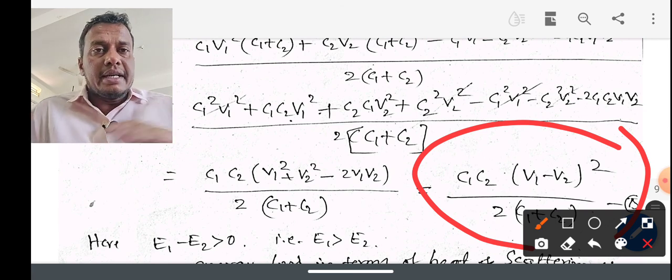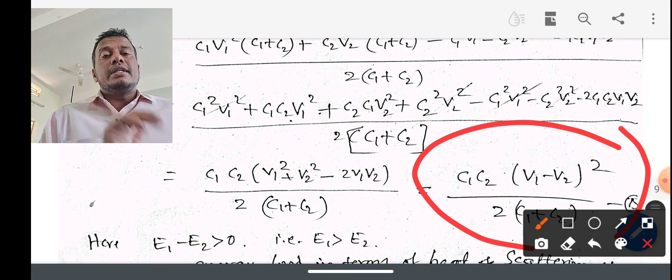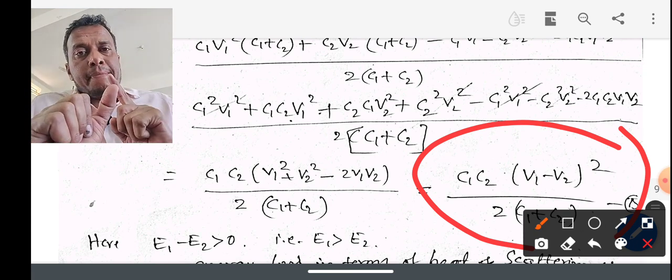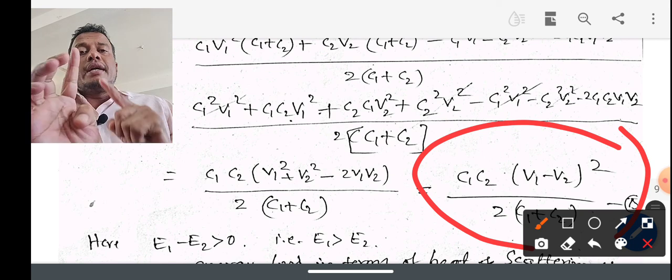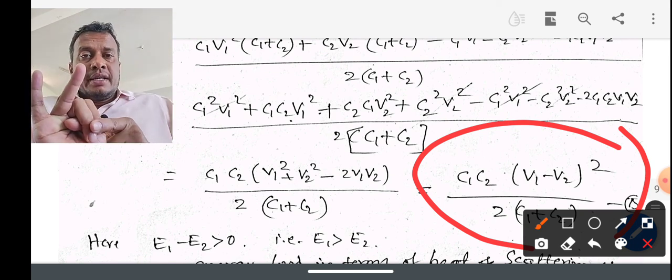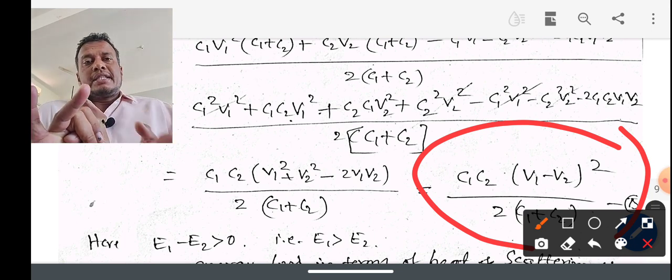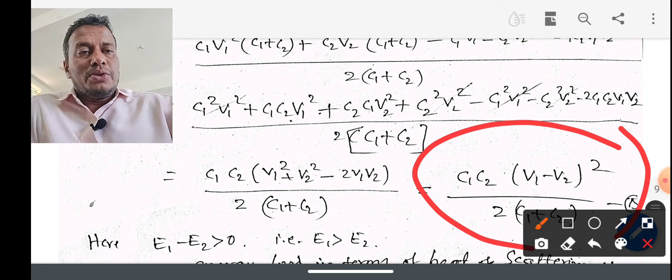Okay, students, this is about the 3 equations. In this session we learned the derivation for the energy in the capacitor, the derivation of the energy in the inductors, and the loss of energy in the parallel plate capacitors. Okay, thank you all.